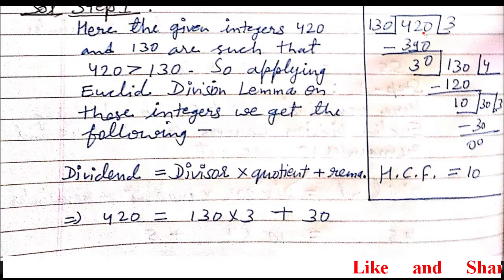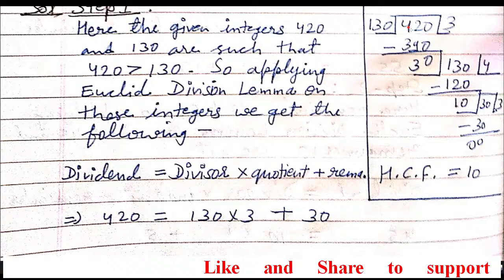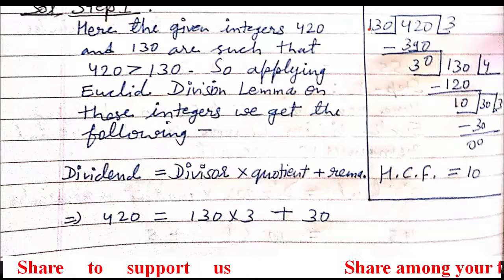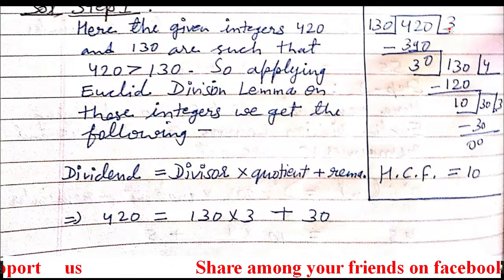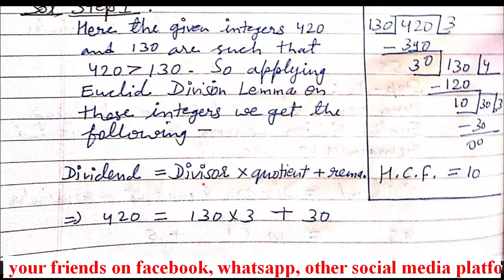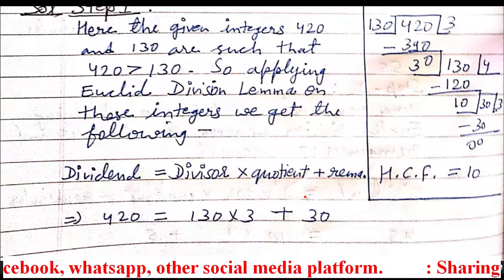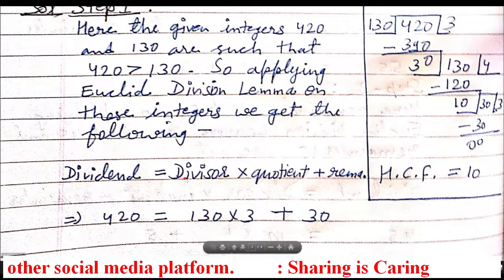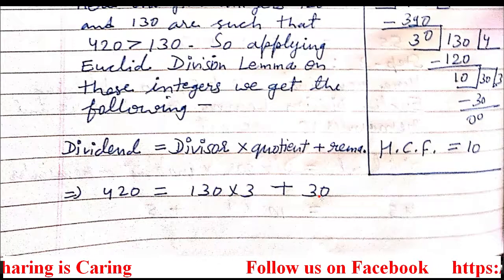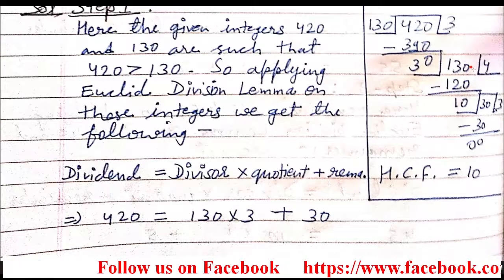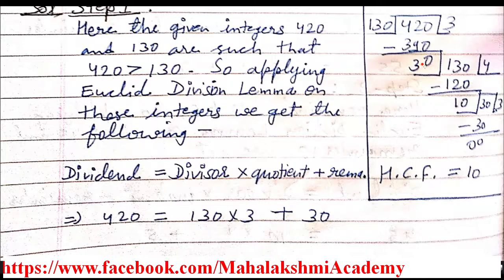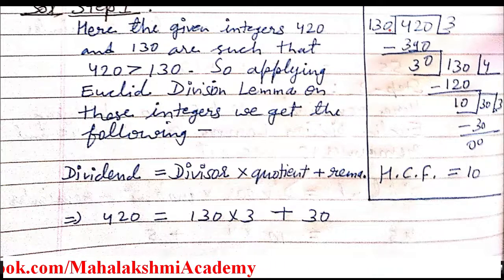So students, the number which we are dividing, that is 420, is our dividend; the number by which we are dividing is the divisor. 3 is our quotient and 30 is our remainder. So in the division rule, dividend is equal to divisor multiplied by quotient plus remainder. Fill it: dividend is 420, divisor is 130, quotient is 3 and remainder is 30. Now remainder is not 0, that's why we move further. Now here 30 is our remainder and 130 was our divisor.